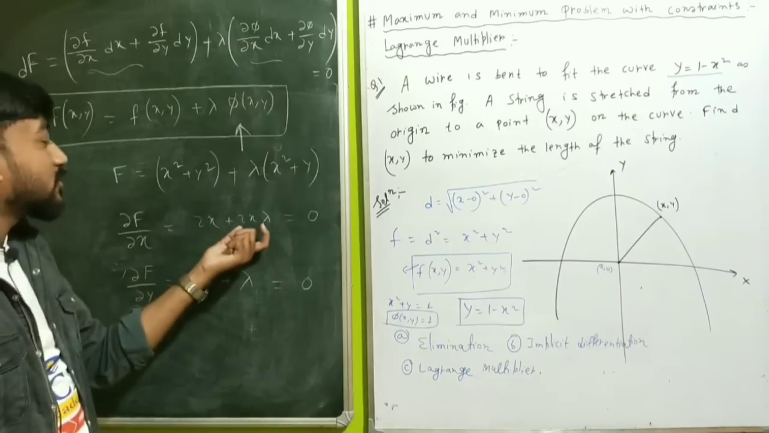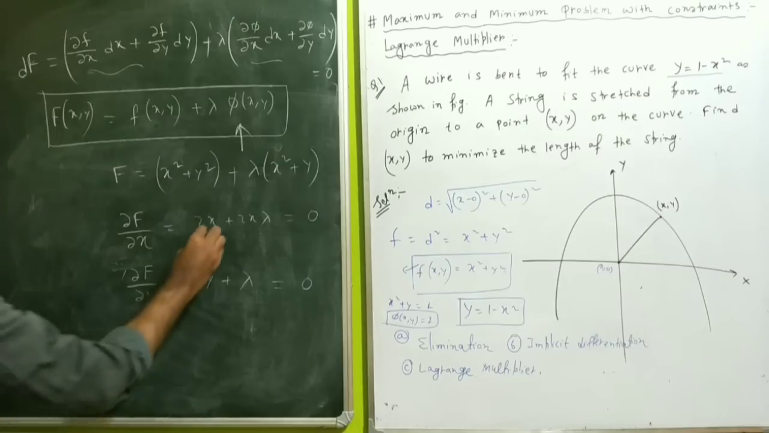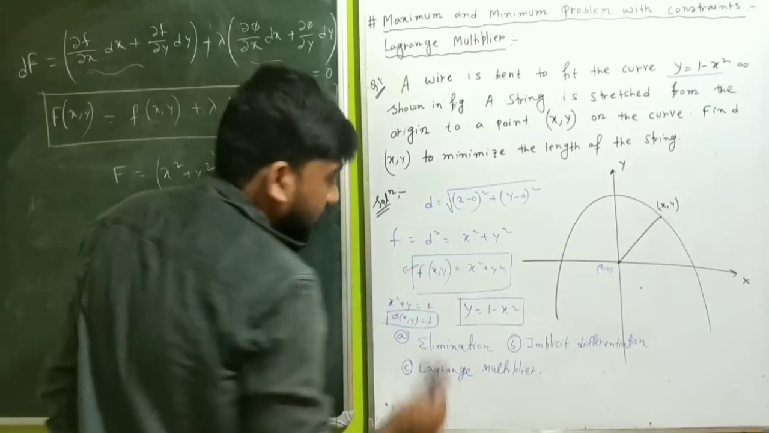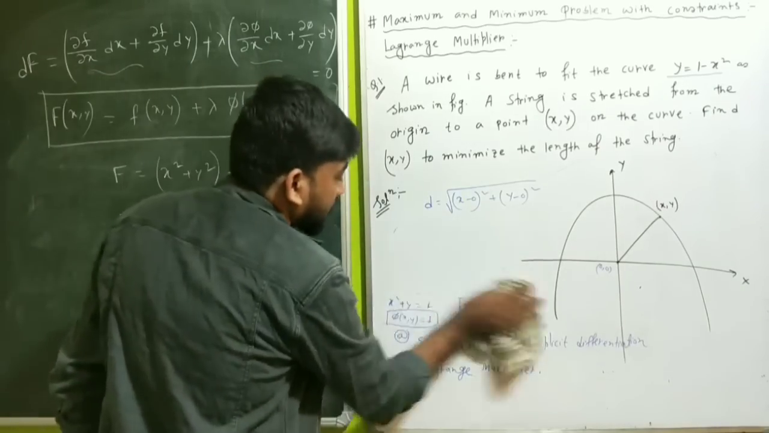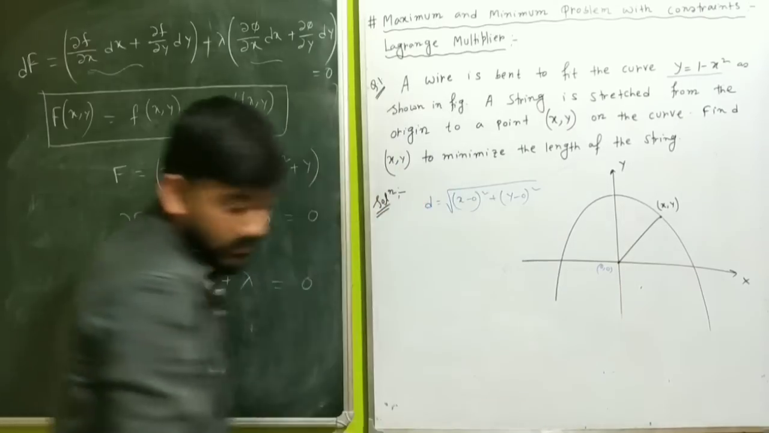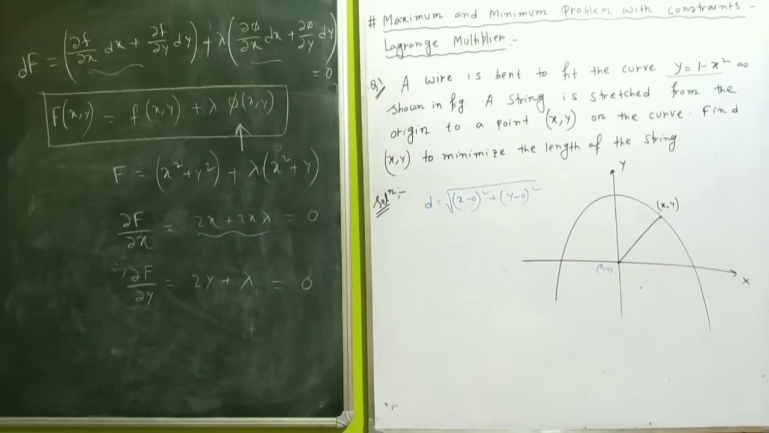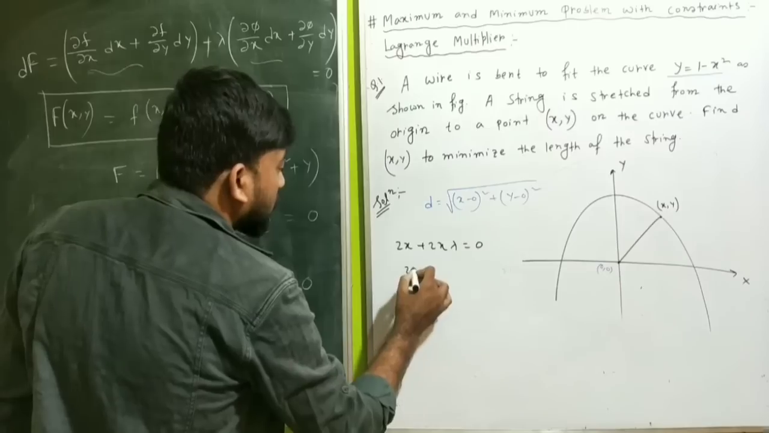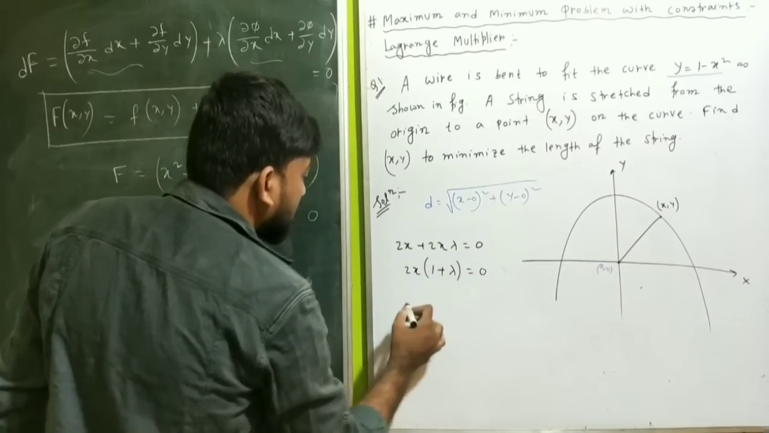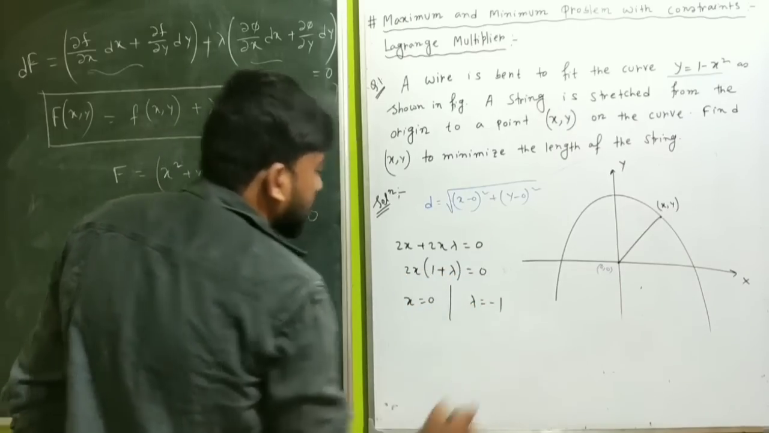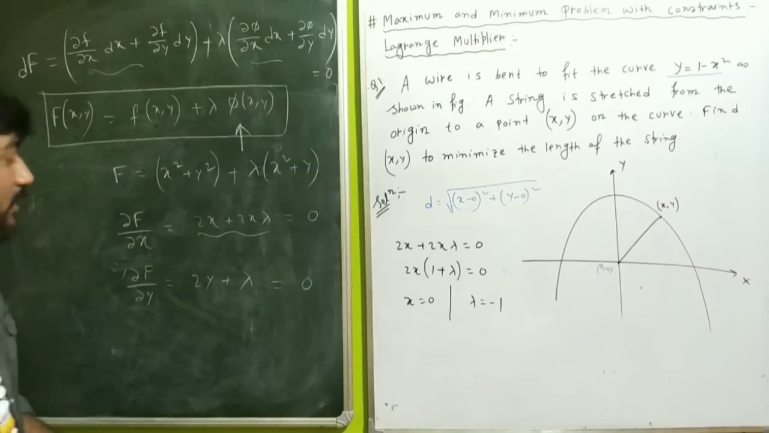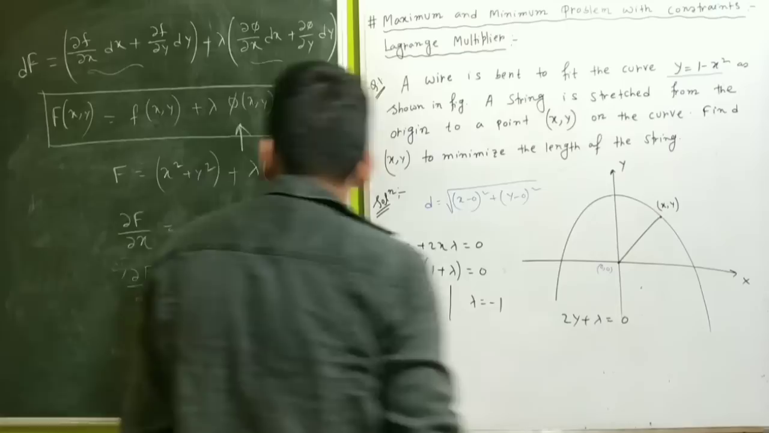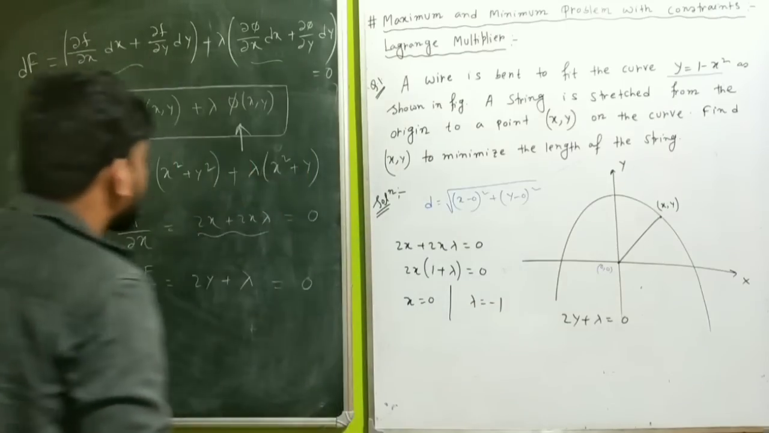Can you see that 2x plus 2x lambda is equal to 0? So you can find the points from here. This is so easy now. Let me solve. 2x plus 2x lambda is equal to 0, so it will give you 2x into (1 plus lambda) is equal to 0. So this will give you x is equal to 0 or lambda is equal to minus 1. Now another equation: 2y plus lambda is equal to 0. So what will it give? You first have to find y. How can you find y?